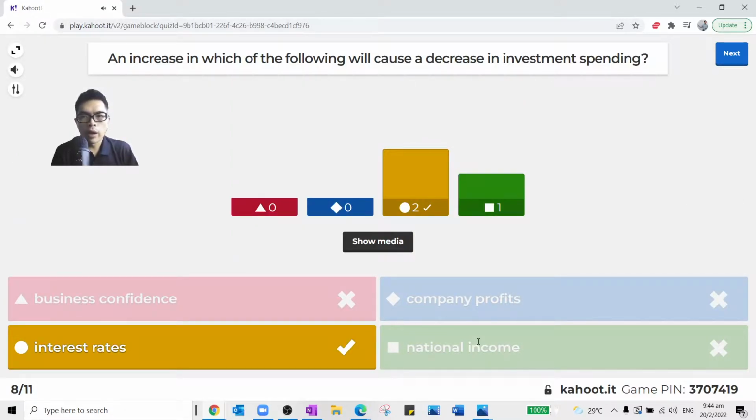Right, interest rate and investments are inversely related. So when one goes up, the other will go down. Right?